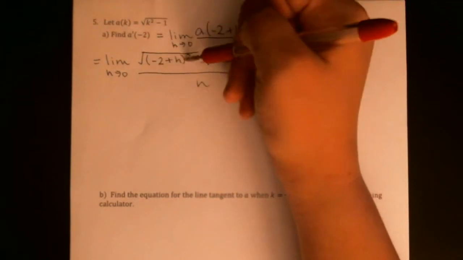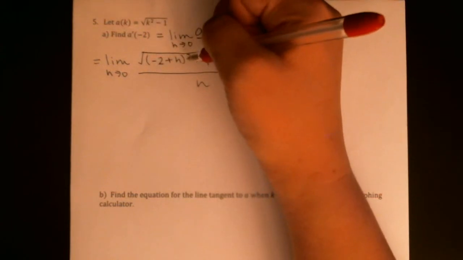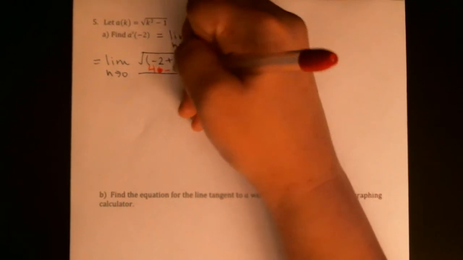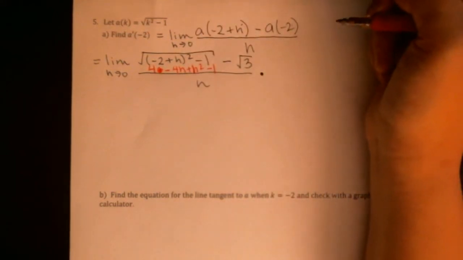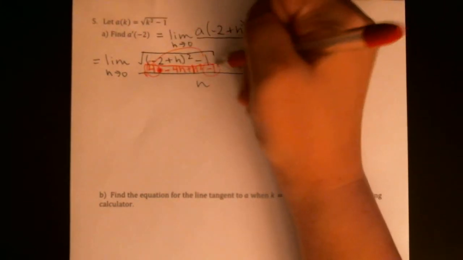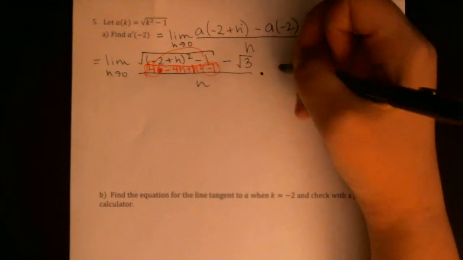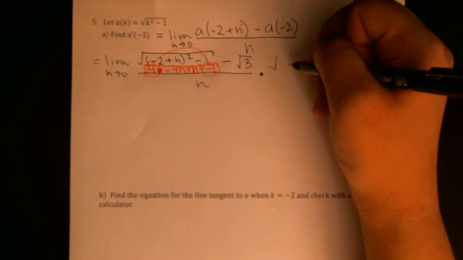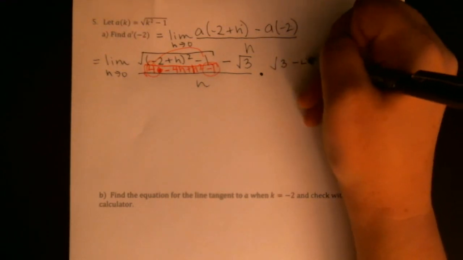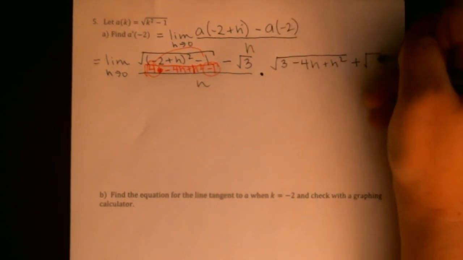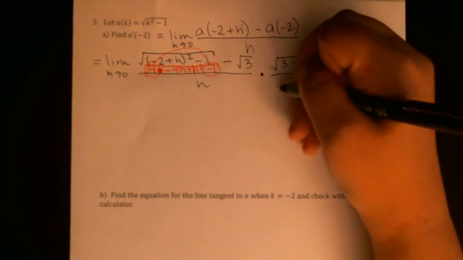So I'm going to go ahead and multiply this out. I get 4 minus 4h plus h squared minus 1. So underneath that square root, that's what I'm really going to have. And I can even combine the 4 and the -1 and see that's a 3. Okay, so I want to multiply by the conjugate to get rid of the square roots. And the conjugate is going to be the square root of 3 minus 4h plus h squared, and then it'll be a plus the square root of 3. And we have to do that to the top and the bottom.